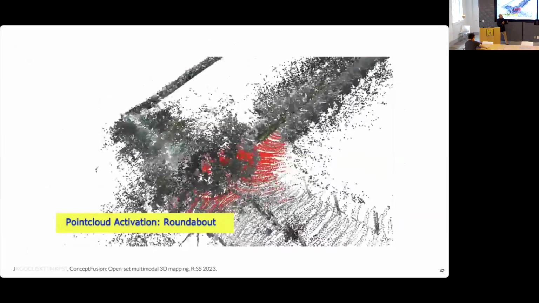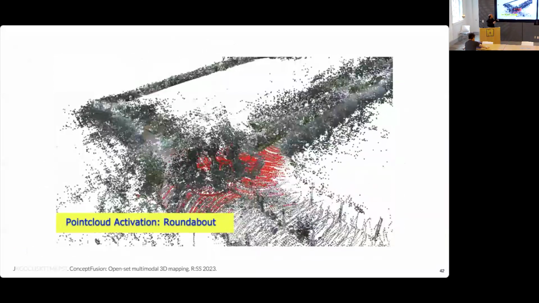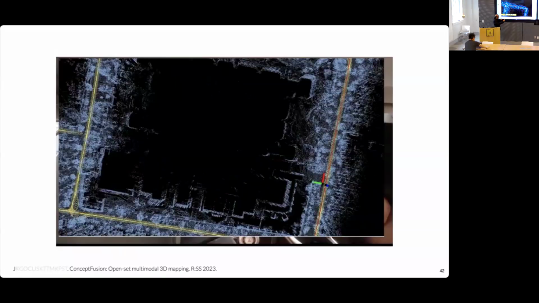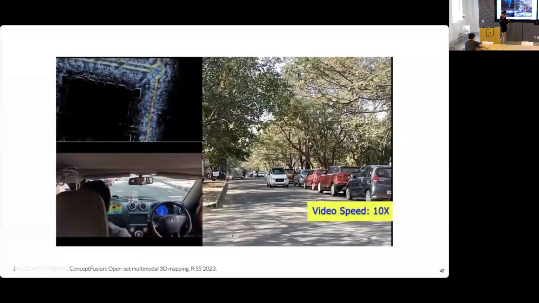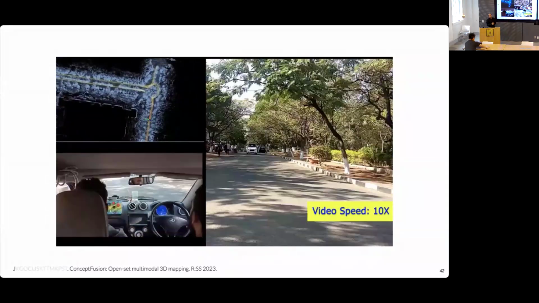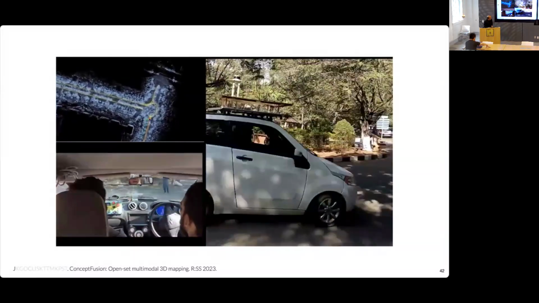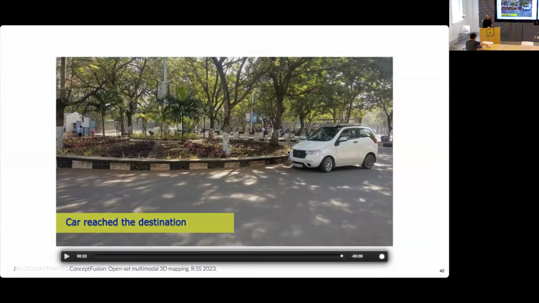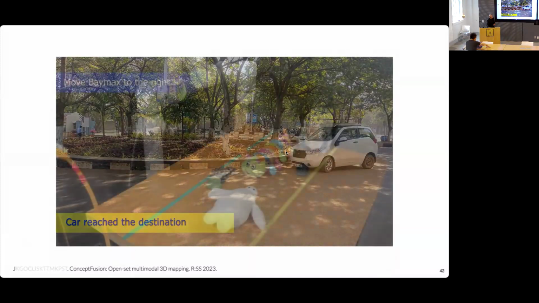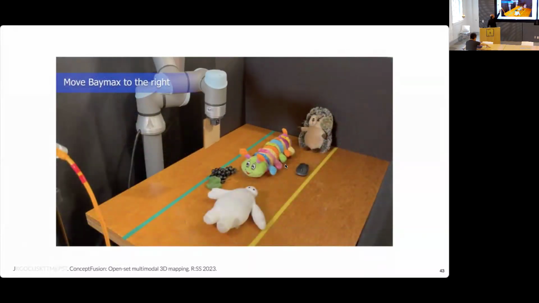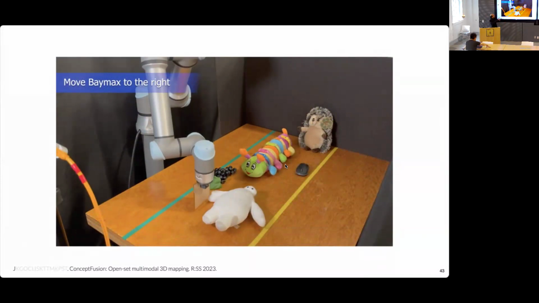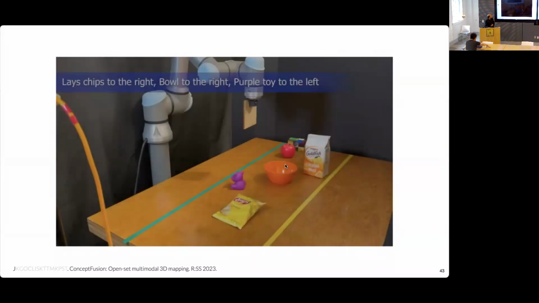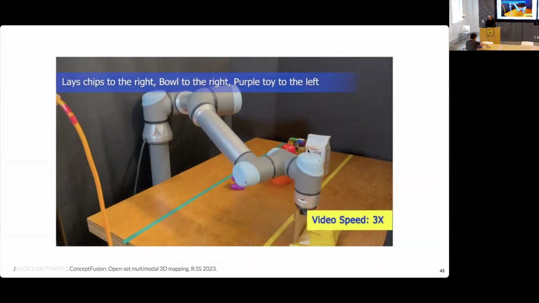And we then applied these models to navigation. So with a text query, roundabout, and we have a laser scan map of a campus block, you use the text query to identify goals and autonomously navigate to these goals. I'll skip the next query, but you can also do manipulation. So you can give queries like move Baymax to the right, and you're able to identify pixels corresponding to Baymax and move it to the right. There's more, but we can talk about it after.